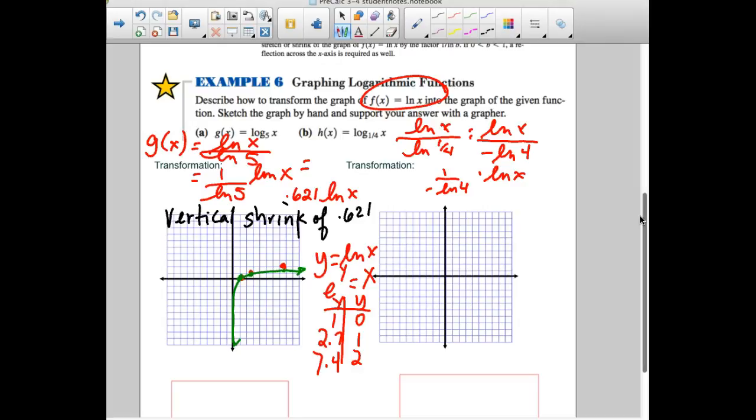Did you do 1 over it? Oh, no. Okay. 1 divided by the natural log of 4. So we have another vertical shrink, since we're getting a number smaller than 1. But we're also going to have a reflection.